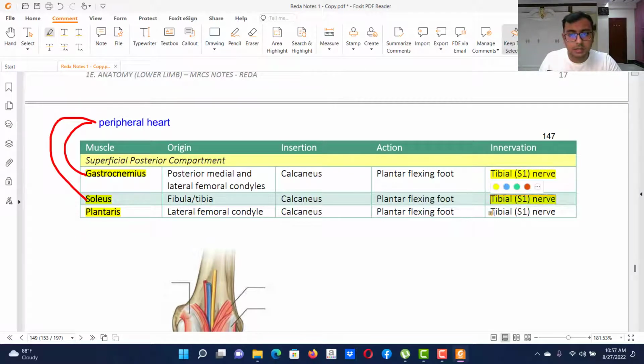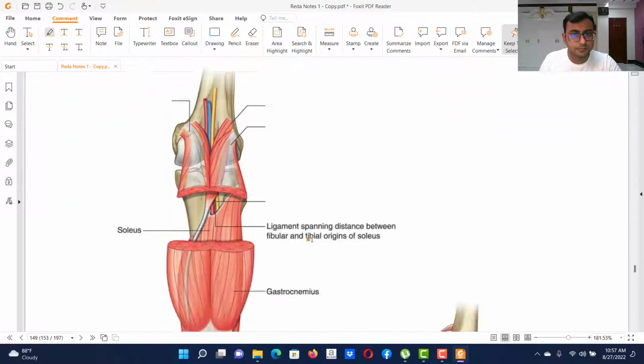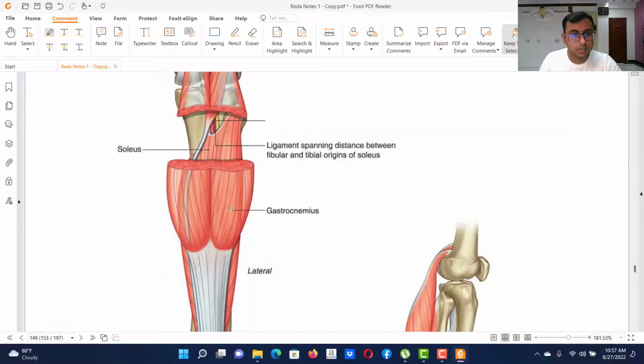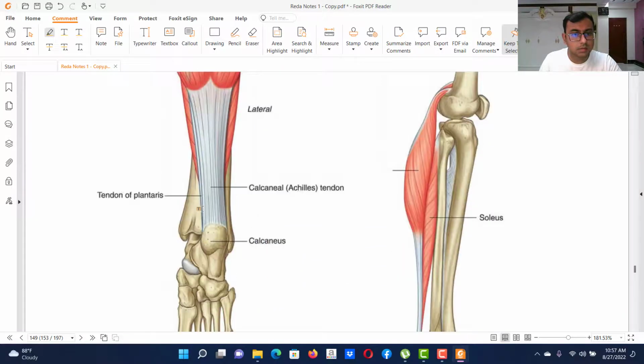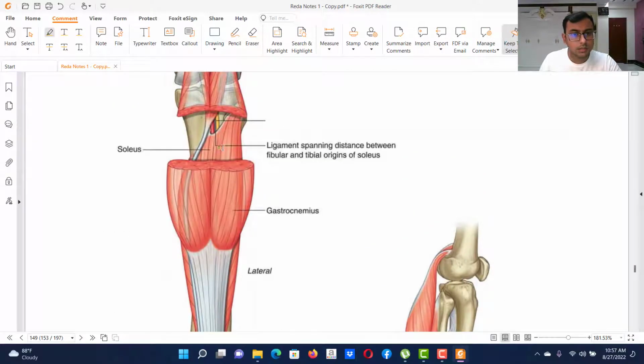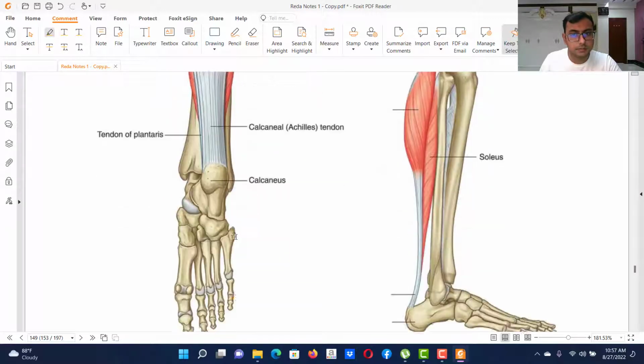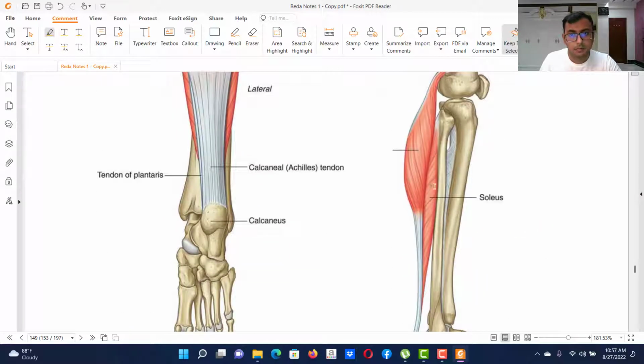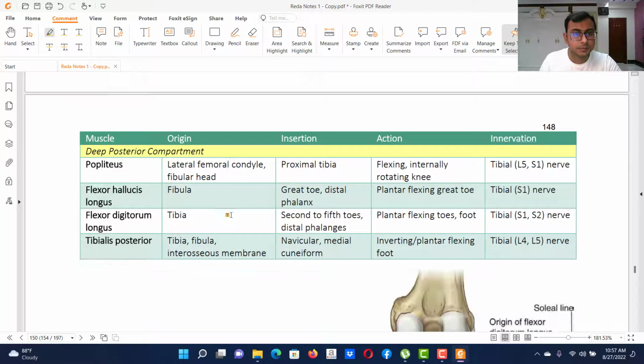Posteriorly, the tibial nerve is present. The tibial nerve supplies the superficial and deep muscles, but the anterior compartment is supplied by the deep peroneal nerve, and the lateral compartment is supplied by the superficial peroneal nerve. Here is the bulk of the muscle, gastrocnemius, the Achilles tendon, and downwards are the soleus and plantaris. Soleus is just beneath the gastrocnemius.